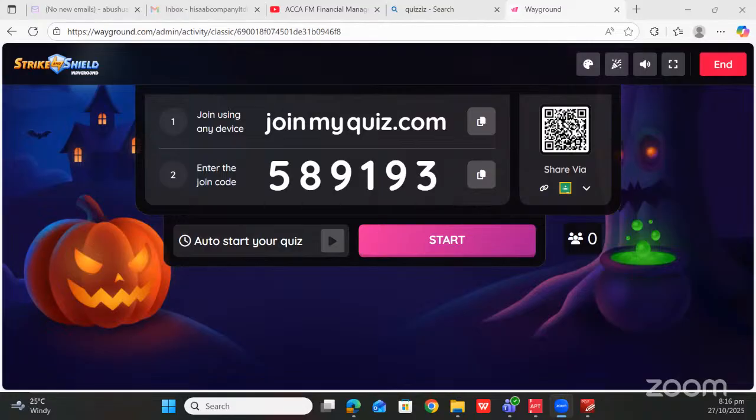All right, so let's quickly join joinmyquiz.com. If you're on your laptop now, you can just do this on your phone, open a browser, or if you're still on your laptop, you can just open another browser because it's Zoom you're on now. So just open your internet, whether it be Google, Chrome, Explorer, Safari, Opera, whatever. Type in joinmyquiz.com, and then type in the join code 589193 so that we can start the quiz and just go through these questions quickly.